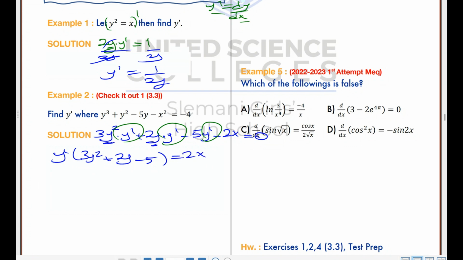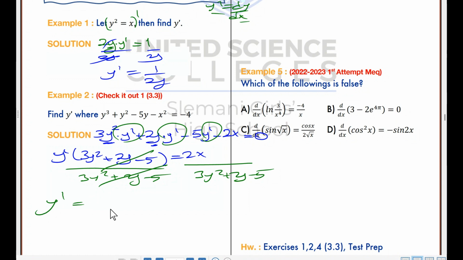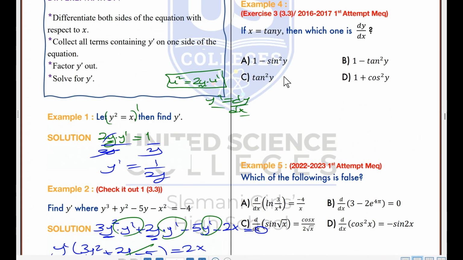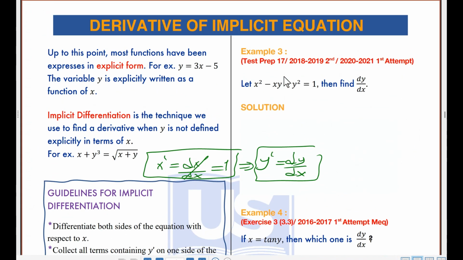Now, to get y prime alone, I should divide both sides by 3y squared plus 2y minus 5. So now y prime is alone on the left. On the right, I have 2x over 3y squared plus 2y minus 5. So that's what my y prime is. Alright, if you get the idea, you can solve every type of question about differentiation.